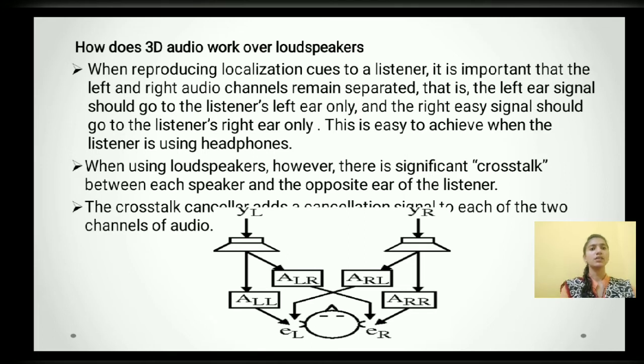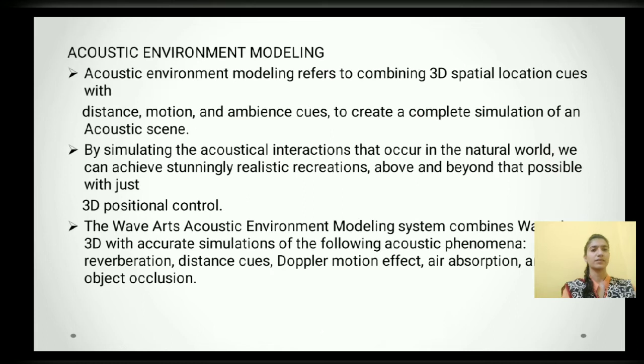When reproducing the localization cues, it is important that the left ear signal goes to the listener's left ear and the right ear signal goes to the listener's right ear. When using loudspeakers, however, the signal suffers crosstalk between each speaker and the opposite ear of the listener.